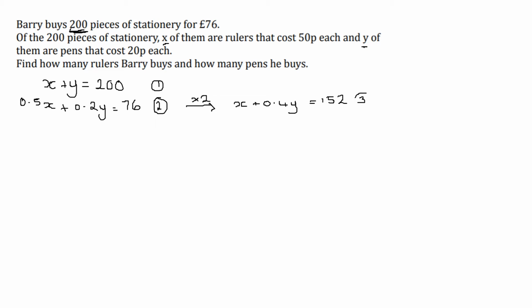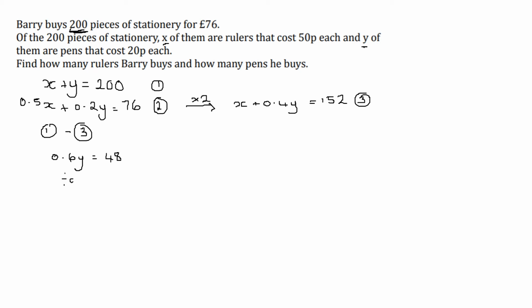And let's call that equation 3. I'm now going to eliminate my x's. So I'm going to do equation 1, take away equation 3. So x take away x, those will eliminate. y minus 0.4y will give me 0.6y. 200 minus 152 will give me 48.